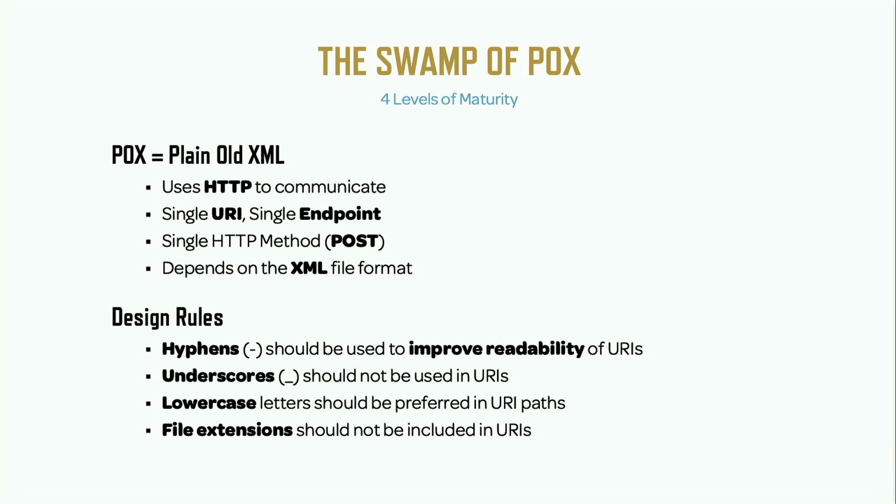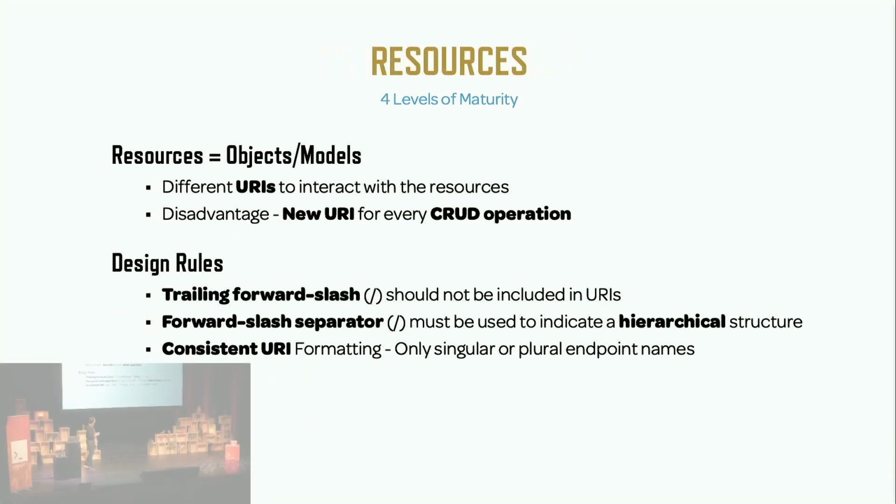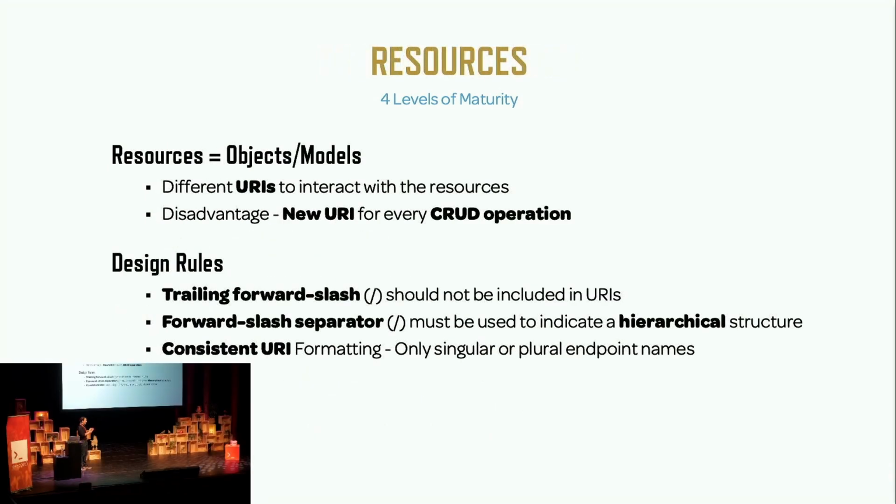Protection by obscurity, in other words. Then we get to level 1. Level 1 uses resources. That means we start getting an API that uses CRUD operations: create, read, update, delete. There are also different URIs to start interacting with, because we have the different CRUD operations.